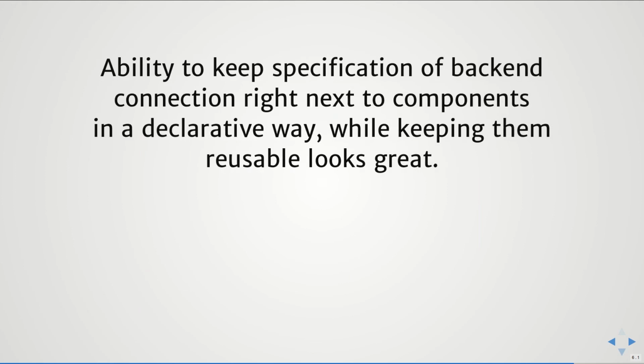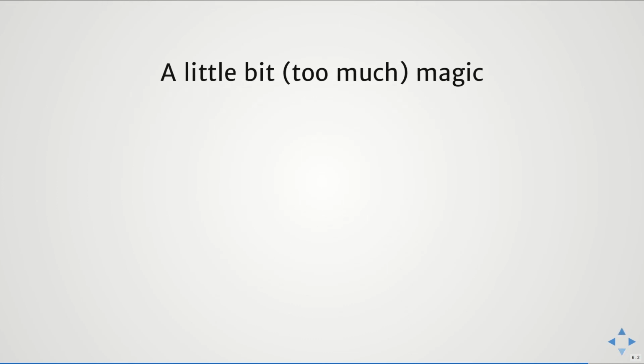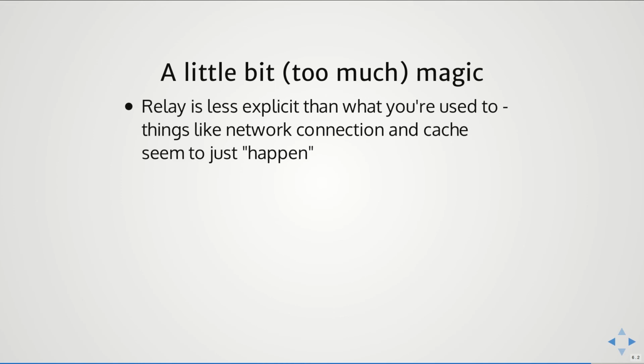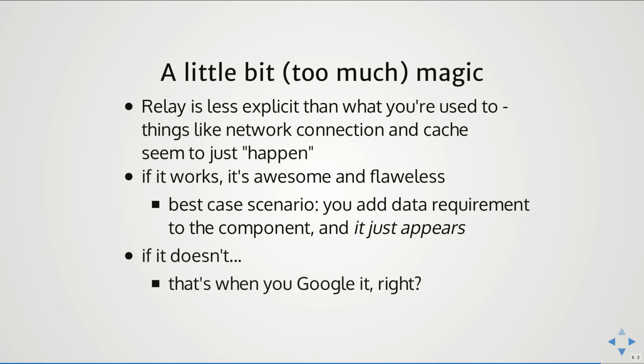So it all looks really nice, but as you probably assume, there's a catch somewhere. For me personally, Relay introduces a little bit too much magic. As I said previously multiple times, it's less explicit than, for example, Redux. You just inject a network layer and things just happen, data magically appears in the components. If it works, it's awesome and flawless. It's really very nice to be able to modify the query in the fragment in the container and see that data is automatically requested from the server and it just appears. If it doesn't, that's when you probably Google it, right?